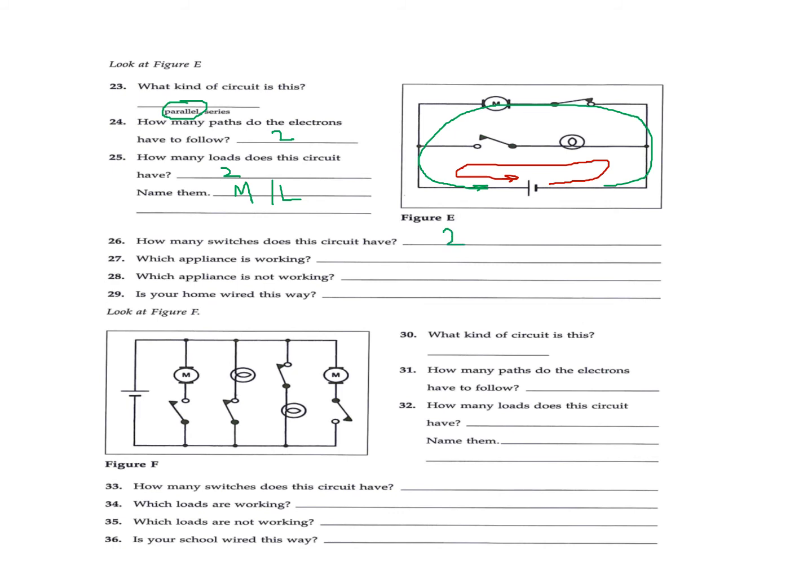Are the appliances working? Okay, I'm just going to erase this so you can see. Which one is working? This one will work because the switch is closed. This one is open. It's not going to work. So which appliance is working? Motor. Which one is not working? Light bulb. Is your home wired this way? Yes. Okay.